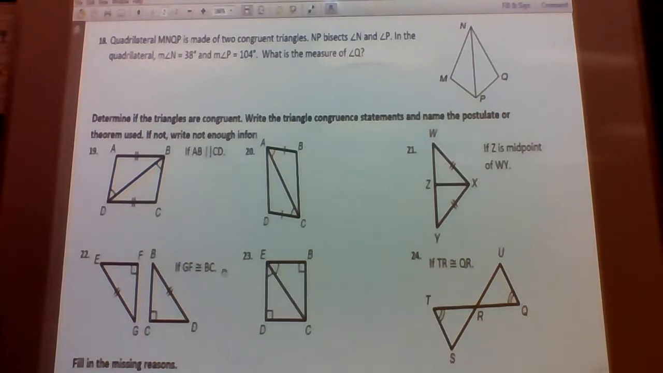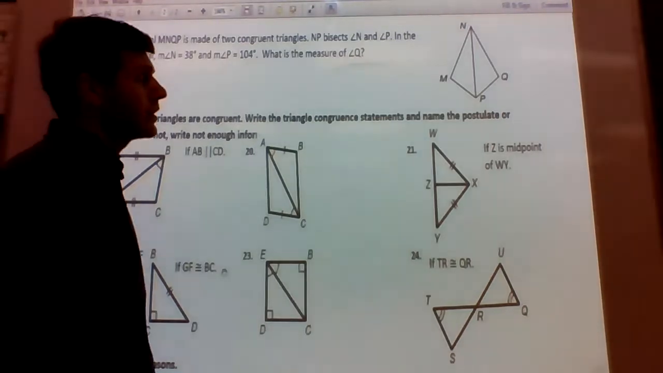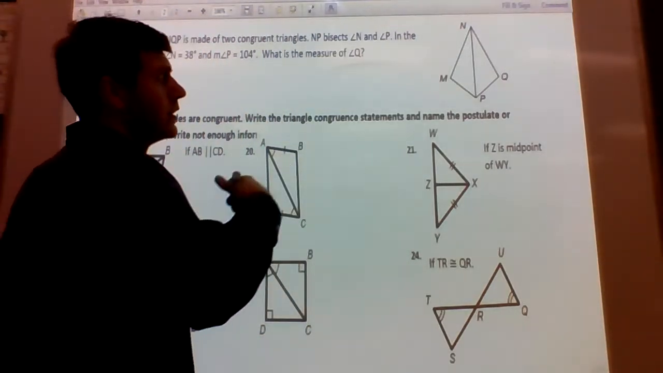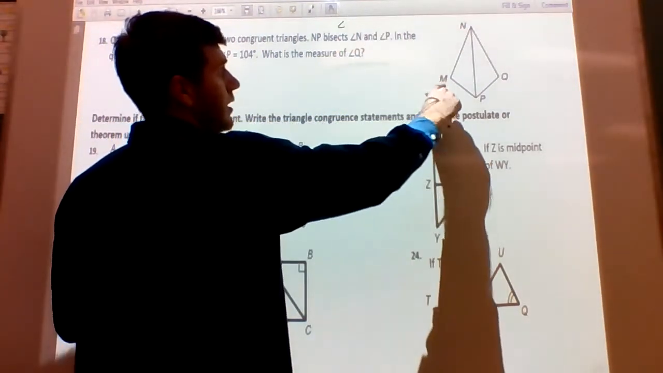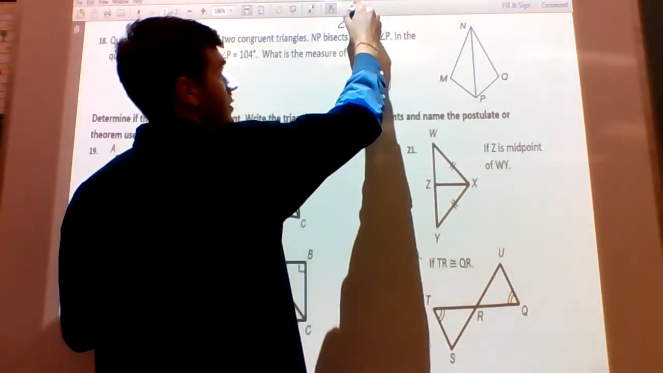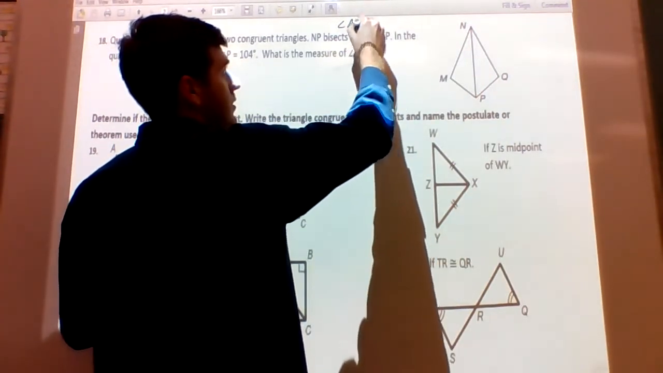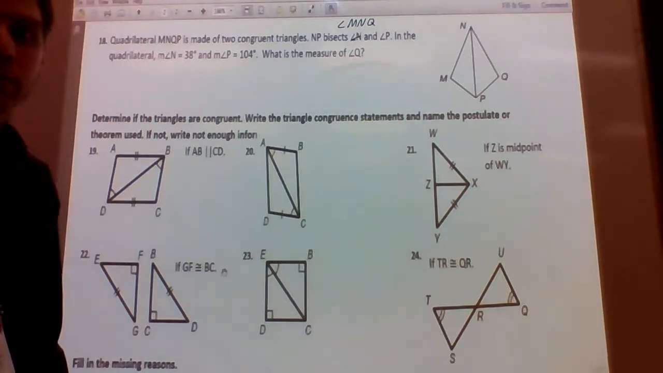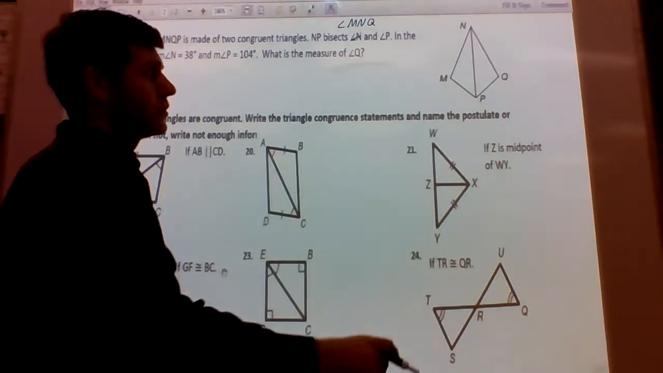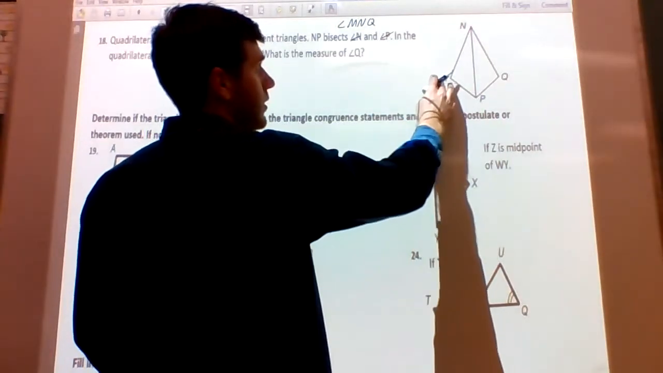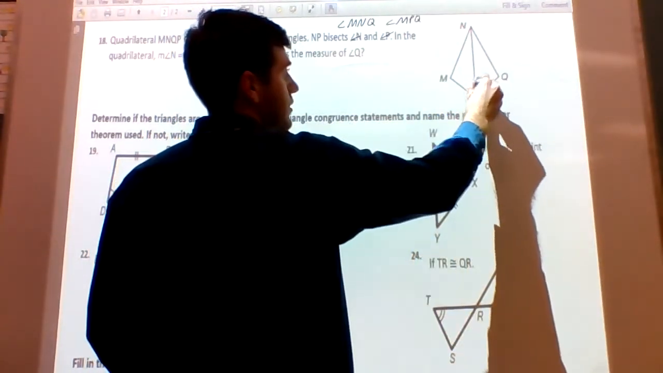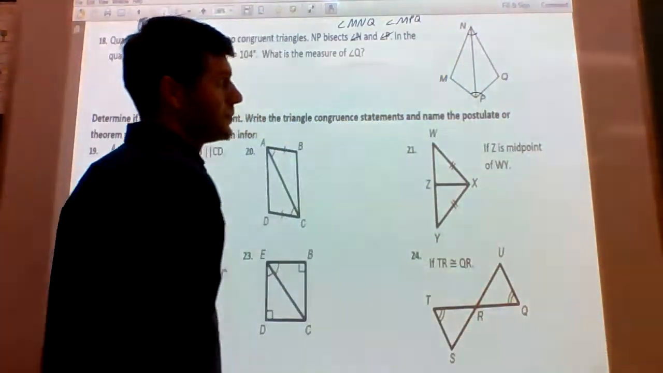Okay, so we have quadrilateral MNQP. NP bisects angle N. Again, I don't like how they name the angle N. It should be angle MNQ, because we don't really know what angle N is. And then they should have named angle P angle MPQ. But they're talking about the whole thing here.